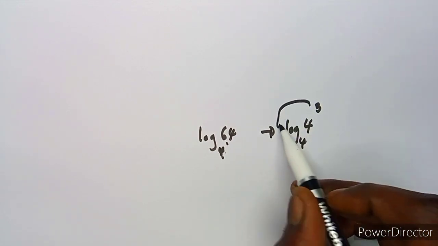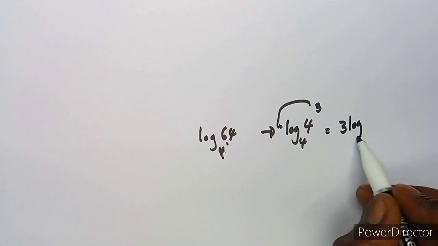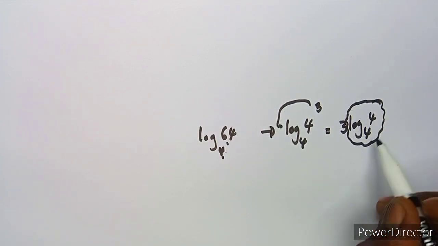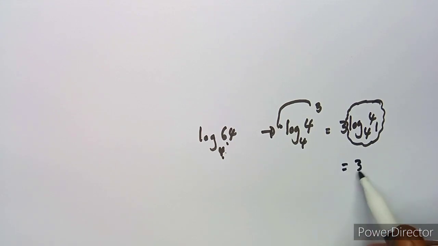So you can drop the exponent, which is 3 log 4 base 4. Why write it like this? Because we know that log 4 base 4 is 1. So this gives us 3. So guys, there are so many ways and concepts that could give us that answer 3 that we are seeing there.